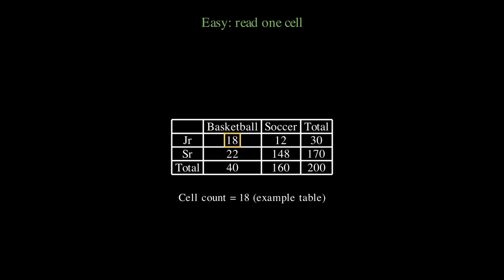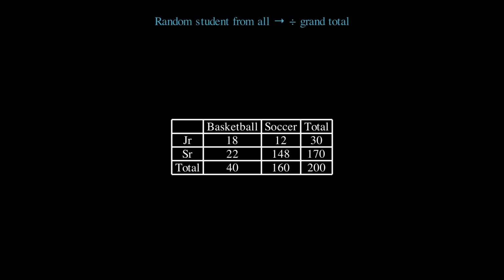If the table includes totals, use them to check your arithmetic. Row totals add across columns, and column totals add down rows. If you choose one student at random from the whole group, the denominator is the grand total. The probability of junior in basketball is the junior basketball cell divided by 200.